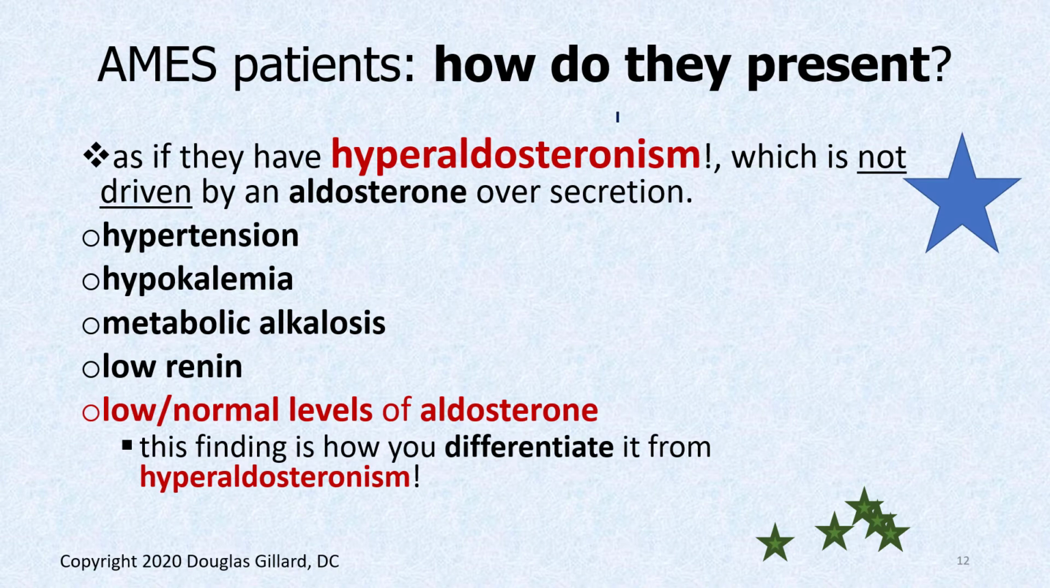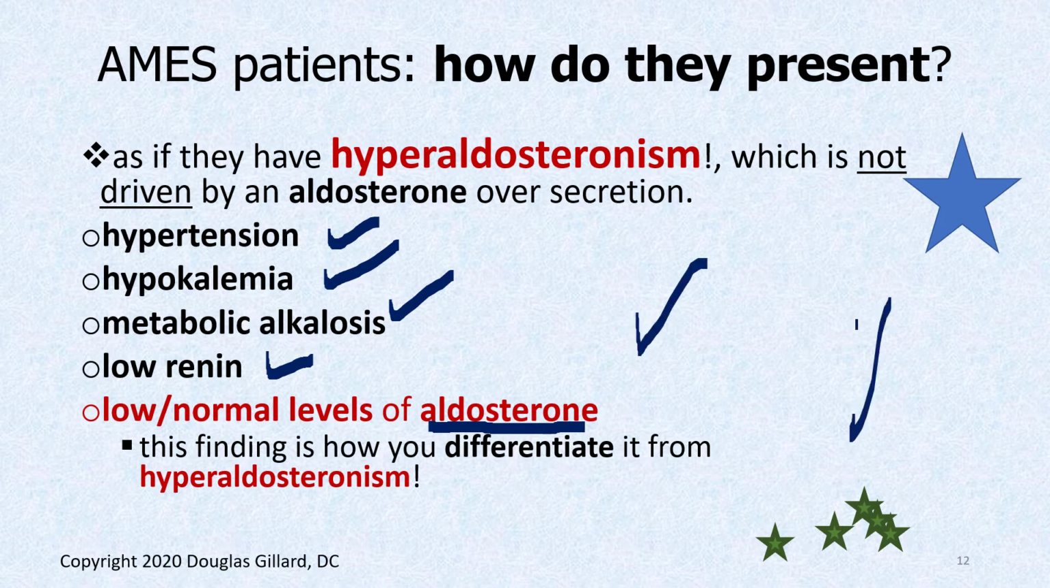How does an AMES patient present? Well, I just said they have hypertension, they have hypokalemia, they have alkalosis, metabolic alkalosis. But here's the key. They have low renin as well because they have hypertension, so that's going to shut off the RAAS system. But here's the key. They will have normal or maybe even low levels of aldosterone. So how can it be hyperaldosteronism when you don't have high levels of aldosterone? So that is the secret right there of diagnosing AMES. And I should probably have more stars here because I do like that question.